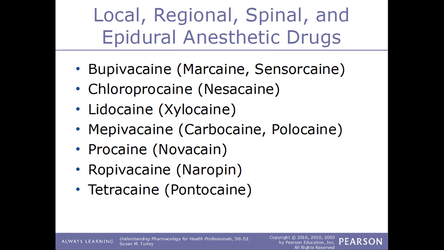Some examples of various local, regional, spinal, and epidural anesthetic drugs: bupivacaine, also known as Marcaine or Sensorcaine; chloroprocaine, sold under the trade name Nesacaine; lidocaine, also known as Xylocaine; mepivacaine, also known as Polocaine or Carbocaine; procaine, more commonly known by the trade name Novocaine; ropivacaine, also known as Naropin; tetracaine, also known by its trade name Pontocaine.